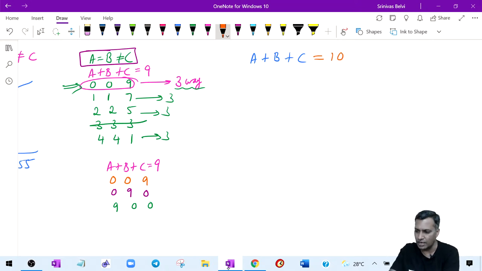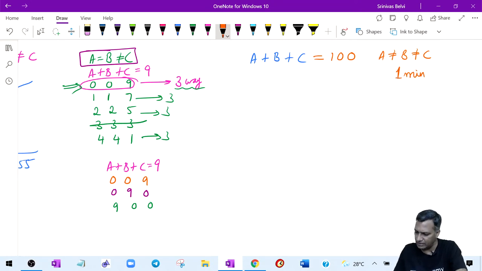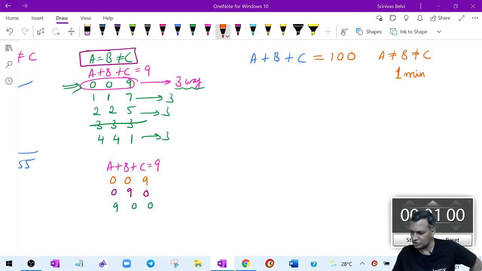100. All right. Good. 100. Where A not equal to B, not equal to C. All right, guys, everybody think. You can give the answer in terms of whichever way you want, something, something, NCR, something, something also. It's fine. Try this for 1 minute, then we will discuss. Nice question. Srishti has this doubt. Let's resolve it. Good doubt.